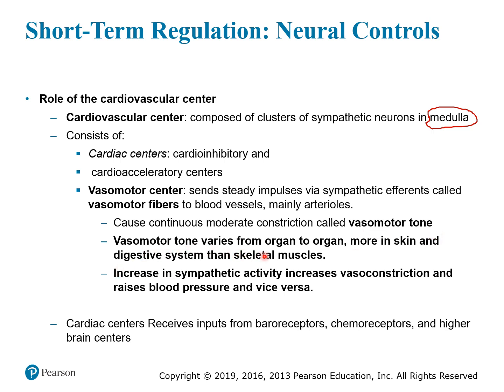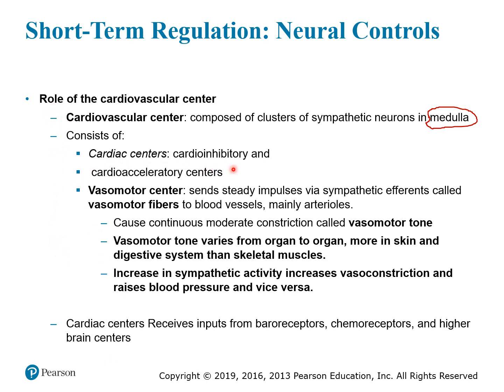Vasomotor tone varies from organ to organ. It is more in the skin and digestive system as compared to the skeletal muscles. An increase in sympathetic activity increases vasoconstriction and raises the blood pressure. The cardiovascular centers receive input from the baroreceptors, chemoreceptors, and the higher brain centers. So these are the three centers.